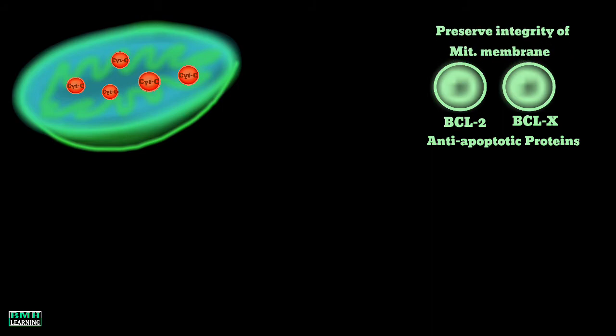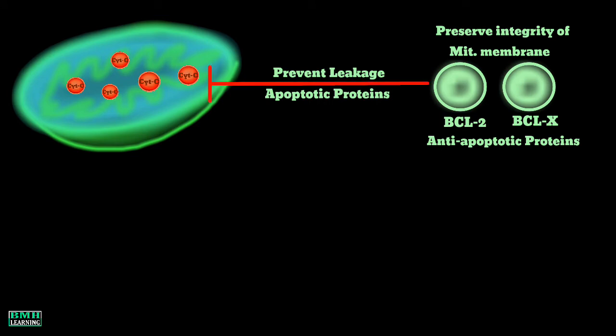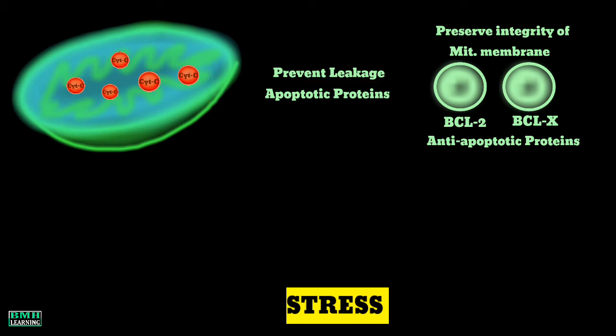Generally, the outer membrane of the mitochondria has proteins called BCL2 and BCLX. These are actually anti-apoptotic proteins. So that means their function is to preserve the integrity of the mitochondrial membrane by preventing apoptotic proteins from leaking into the cytoplasm.